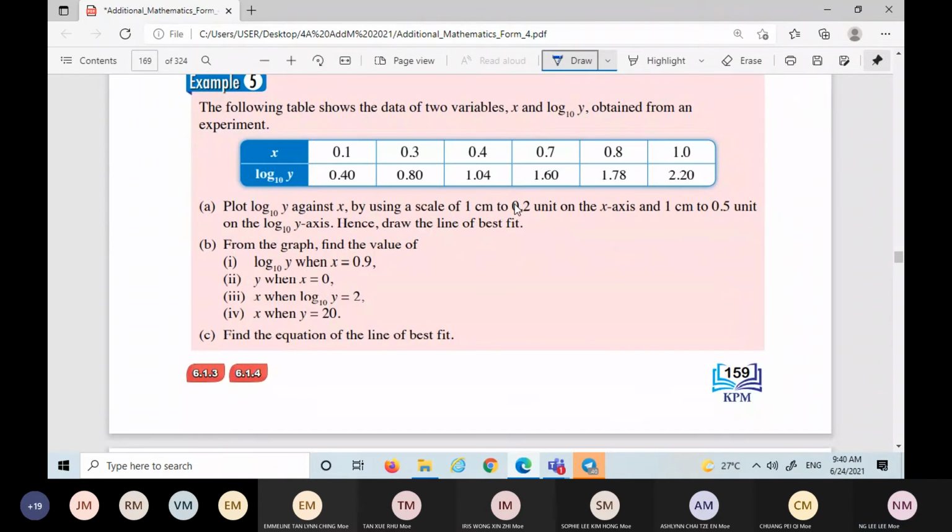Okay, we look at this example. You see log. My students all don't like log. Then they see this chapter 1 again has log. Okay, so you have x and log y. So they want you to plot the log y against x. You just follow here, and then using the scale. After that, draw the line of best fit.